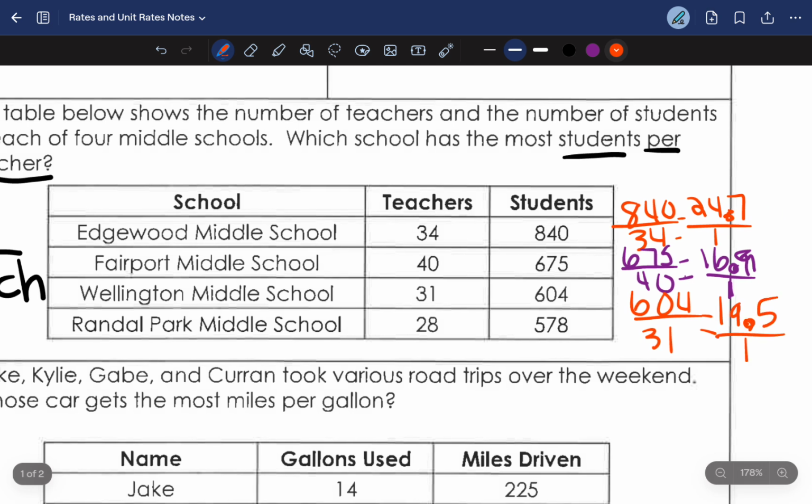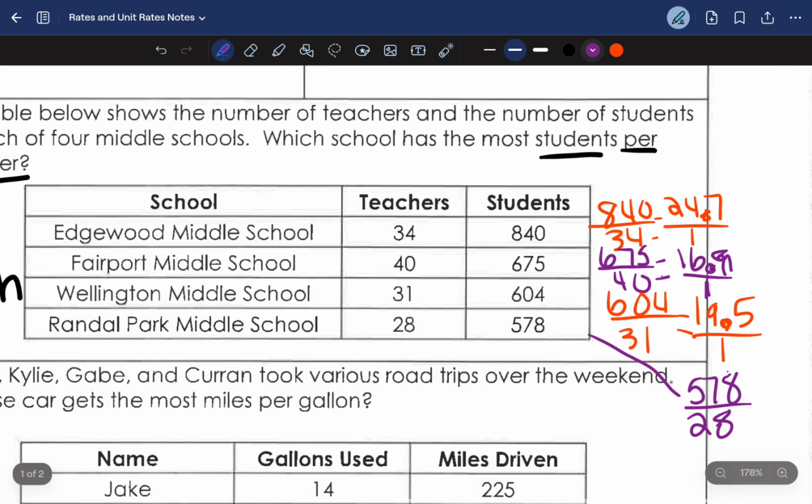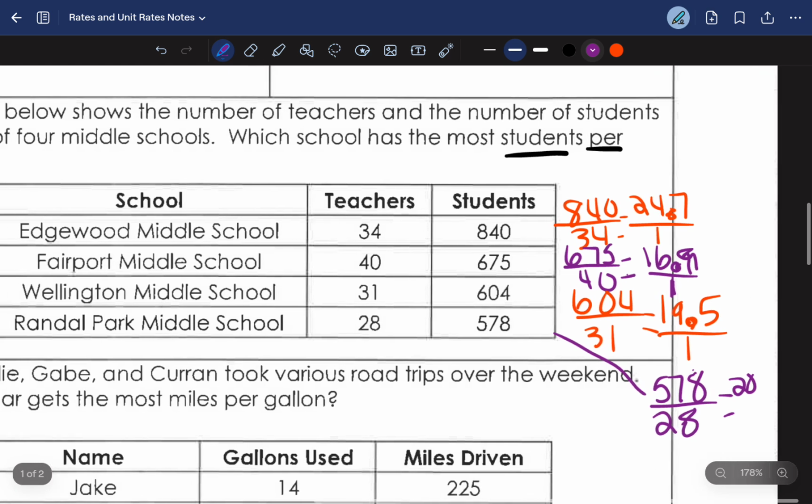19.5 over 1. And then the last one is Randall Park Middle School, and we're just going to use the space over here for it. They have 28 teachers and 578 students. So again, we're setting this up as students per teacher because that's what the question is saying. So we're going to put 578 over 28. And if you divide those two quantities, you get about 20.6. My tablet's not cooperating, y'all.